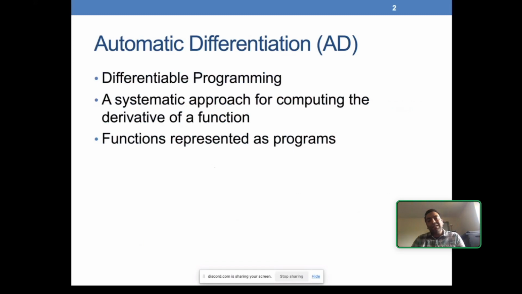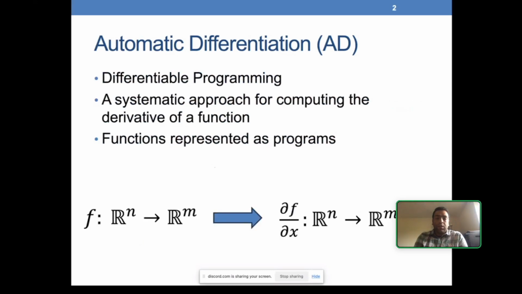And in many cases, we want to represent the functions as programs. So at a very high level, what automatic differentiation does is that whenever you have a function from Rn to Rm, it's going to compute another function from Rn to a matrix of size m by n. And this new function is referred to as the Jacobian matrix. So it returns the Jacobian matrix at every point that we pass to it as the input.